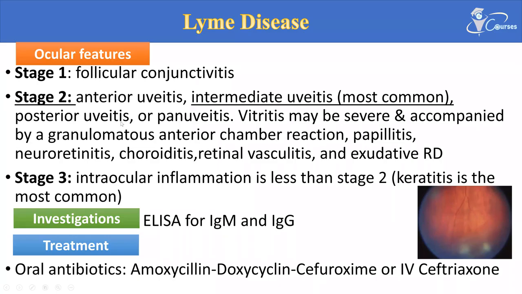So the most prominent inflammation in Lyme disease occurs in the second stage. In the third stage, the intraocular inflammation becomes less than in stage 2, but keratitis becomes more common. Lyme disease is diagnosed by investigations such as ELISA for specific immunoglobulin M and G against Lyme disease, and the treatment for Borrelia burgdorferi is oral antibiotics such as amoxicillin, doxycycline, cefuroxime, or intravenous ceftriaxone.